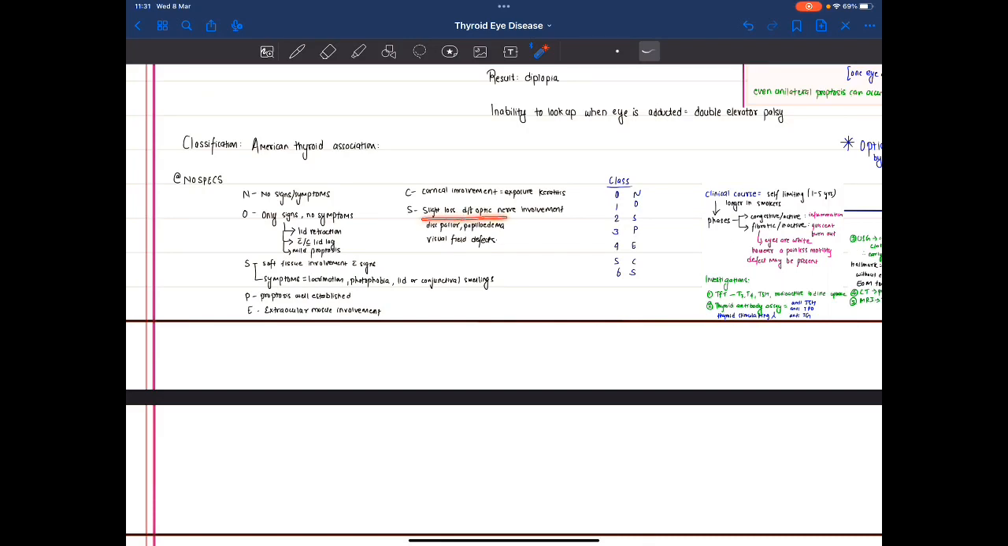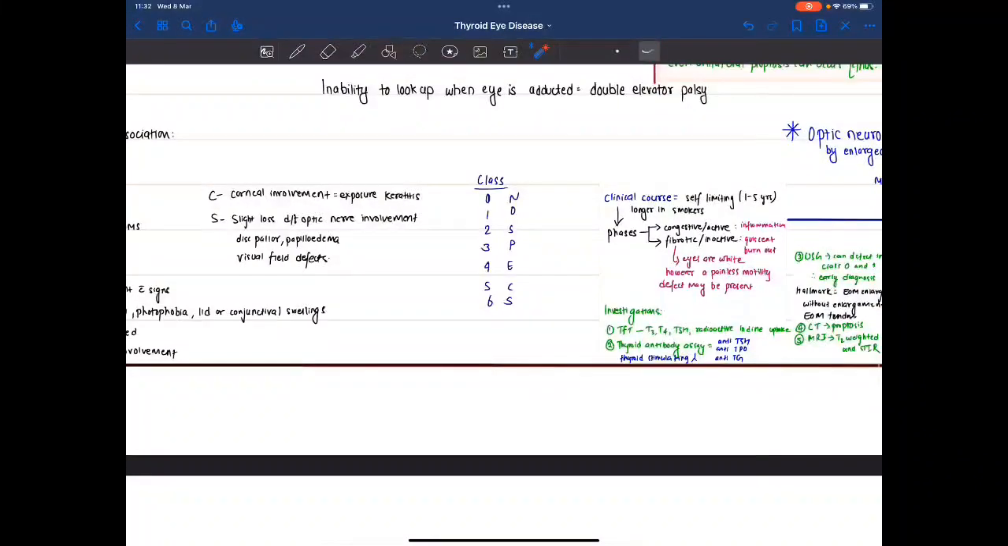S: sight loss due to optic nerve involvement, disc pallor, papilloedema, visual field defect. This is due to the optic nerve involvement. So in exams, you can write class 0 to 6, that is 0, 1, 2, 3, 4, 5, 6, and the way to remember is NOSPECS.